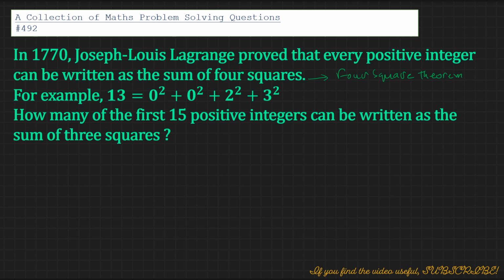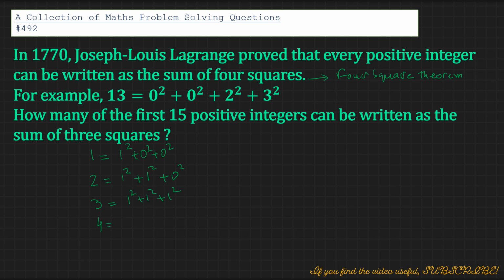Following the example, we can write 1 as 1 square plus 0 square plus 0 square. Then 2 equals 1 square plus 1 square plus 0 square. Then 3 equals 1 square plus 1 square plus 1 square.